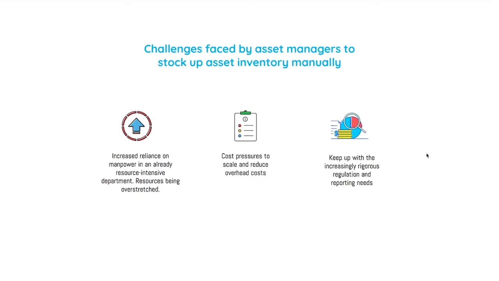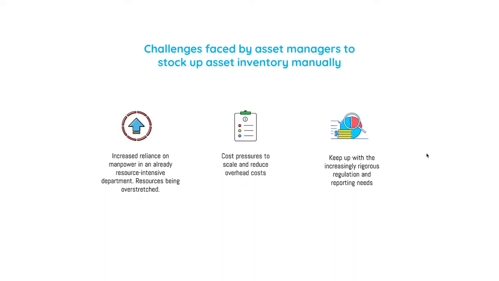Well, when you try to track your asset inventory manually, asset managers often run into a set of challenges. The number one challenge is that there is an increased reliance on manpower, which is not advisable, especially if it's a resource intensive department. So you could end up overstretching your resources, and this will increase the scope for human error to happen.